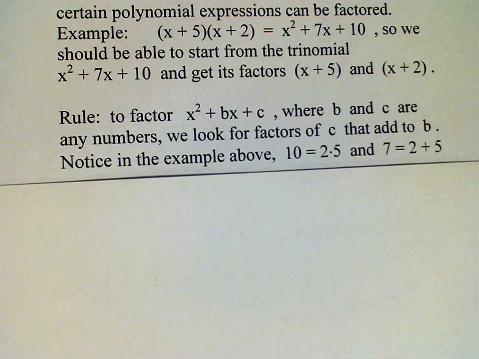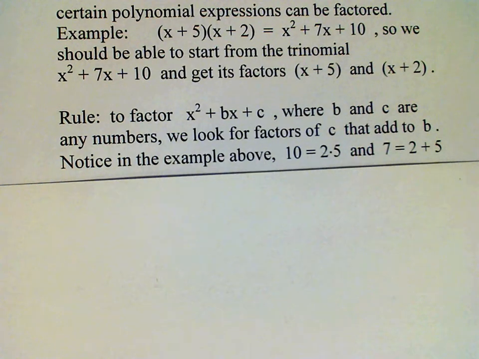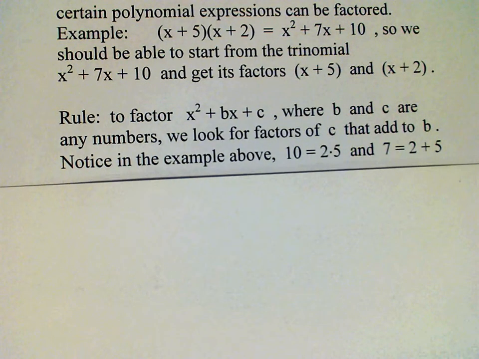Okay, in the example, we have 10 equals 2 times 5, and 7 is equal to 2 plus 5. So we know that x plus 2 and x plus 5 are the factors that we need.